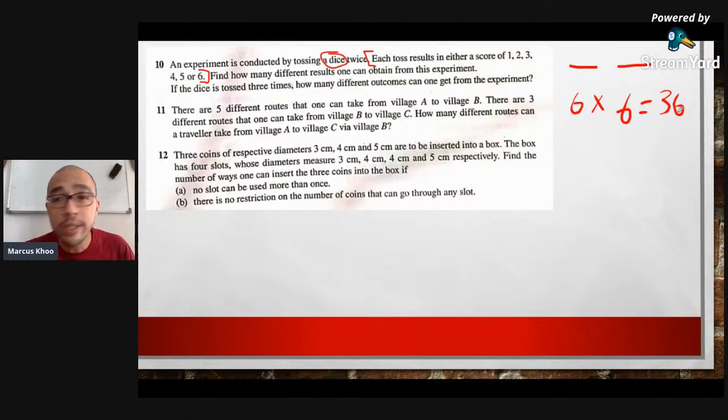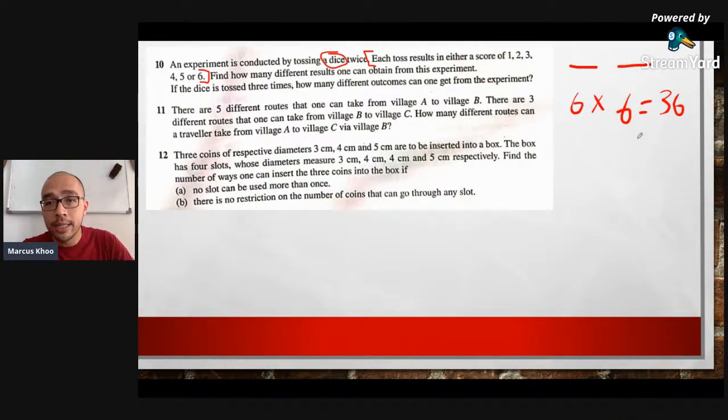Okay, are we interested to know what the results are? No, we are not. We are only interested to know how many types of results you can get. Okay, so don't go and waste time by listing down everything, because it's a very big waste of time. Use the multiplication rule. Okay, what about if the dice gets tossed 3 times? Kita buang 3 kali.